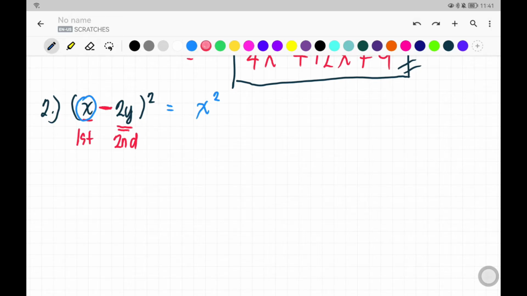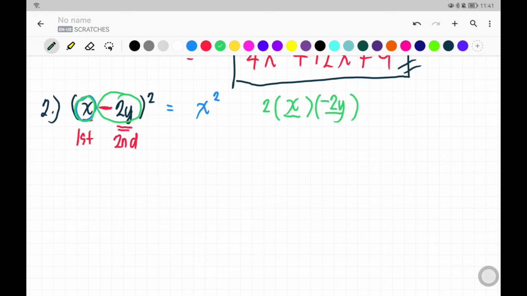Then, we copy. Oh, wait. Kunin muna natin yung sunod. Ang sabi sa sunod ay kunin natin yung 2 times first term times second term, di ba? Yun yung sabi. So, ang first term natin ay si x, and then, ang ating second term ay si 2. But you know that there is minus sign before it, and that minus sign means negative. Therefore, we're going to have negative 2y. So, negative 2y.